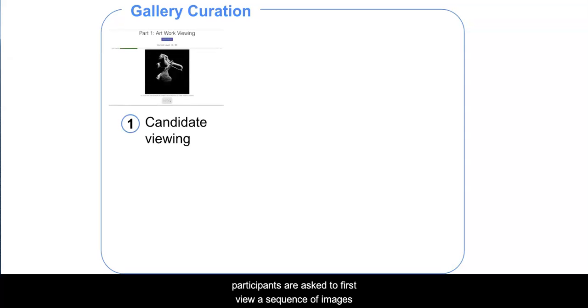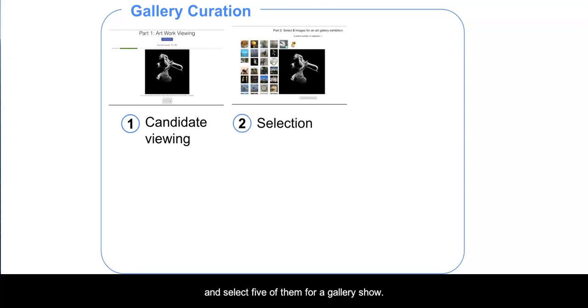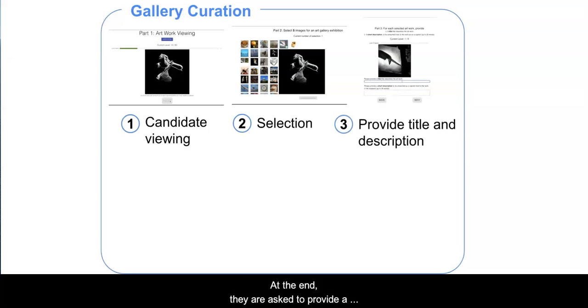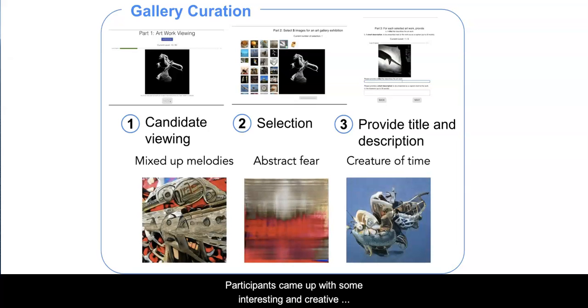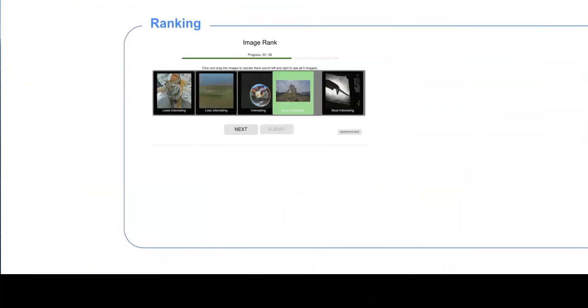We designed a different task to give crowd workers more creative expression, thus hoping to increase task engagement. So in this gallery curation task, participants are asked to first view a sequence of images and select 5 of them for a gallery show. At the end, they are asked to provide a title and a description for the selected artworks. Participants came up with some interesting and creative titles as demonstrated by these examples.